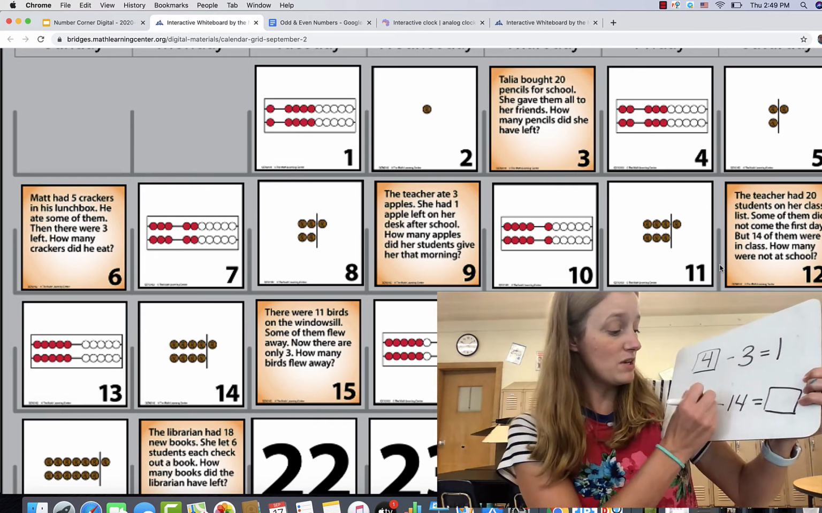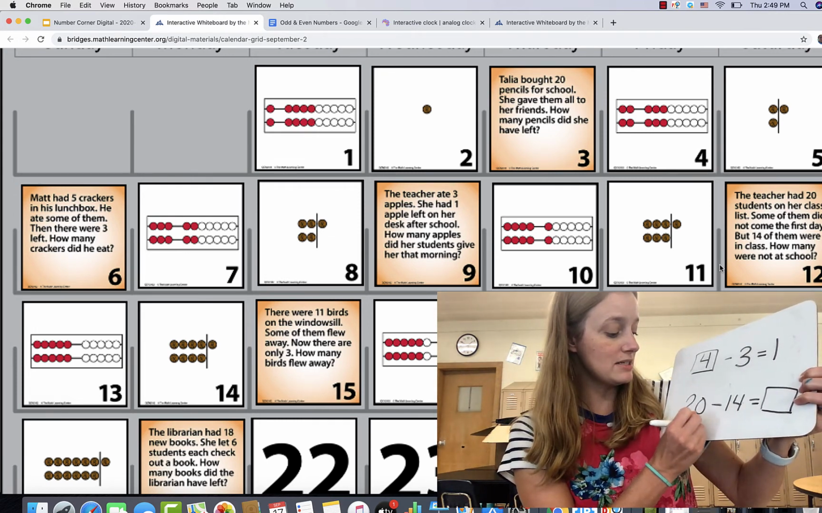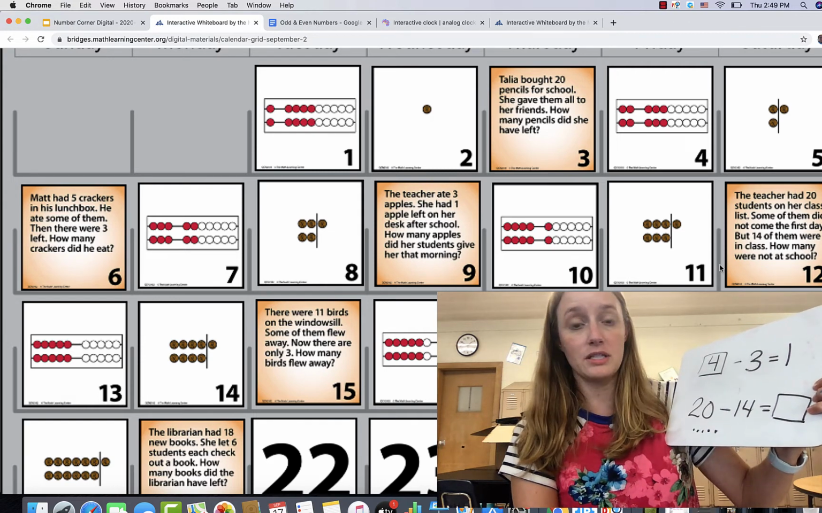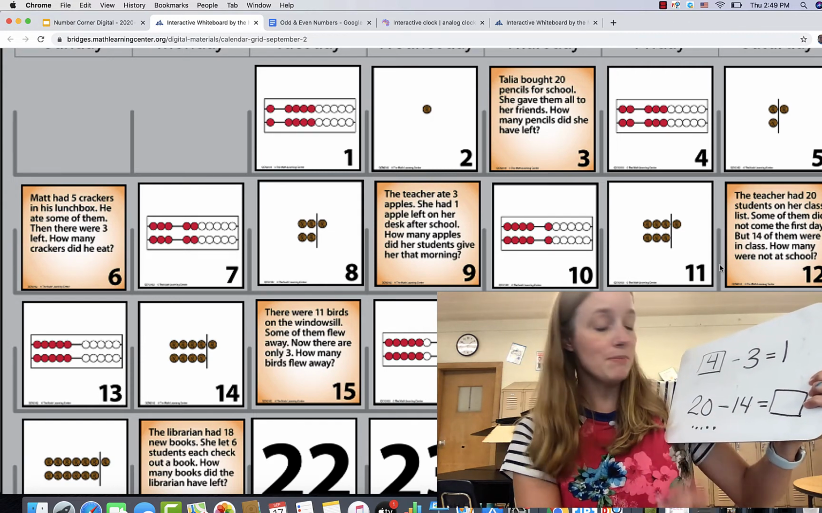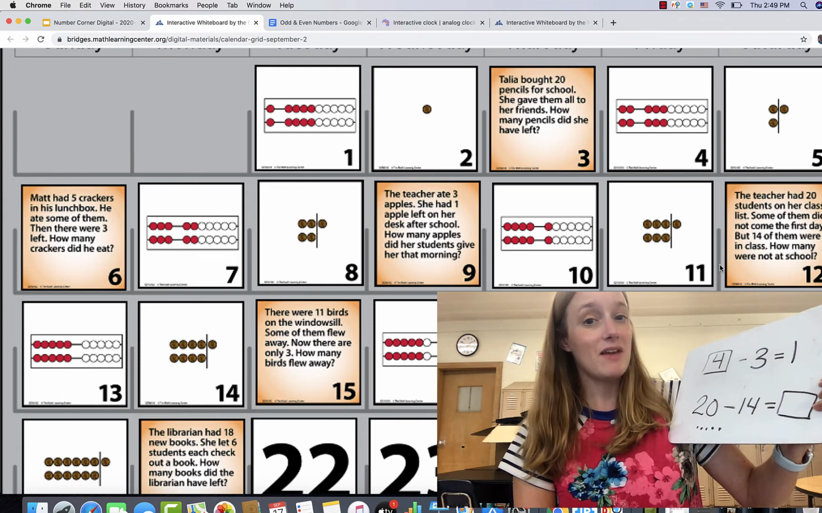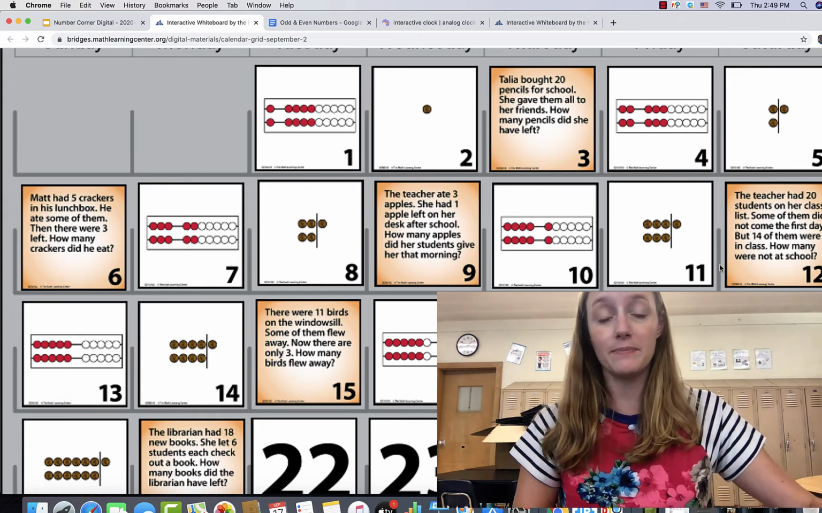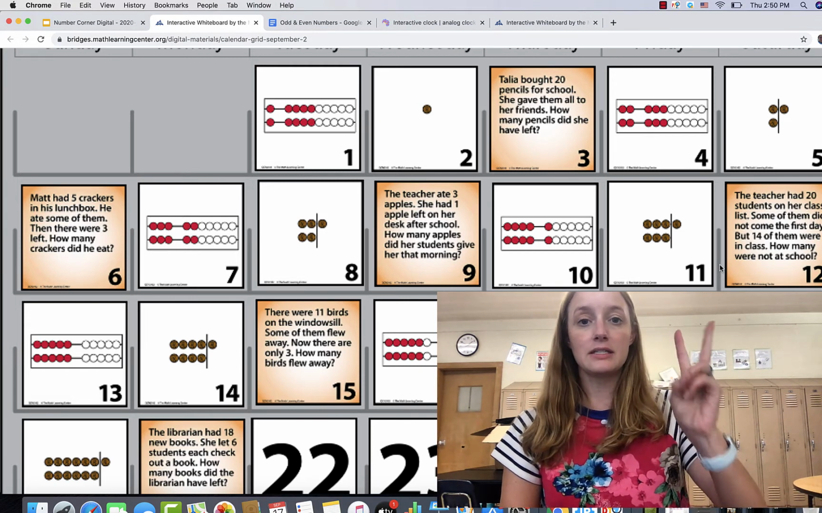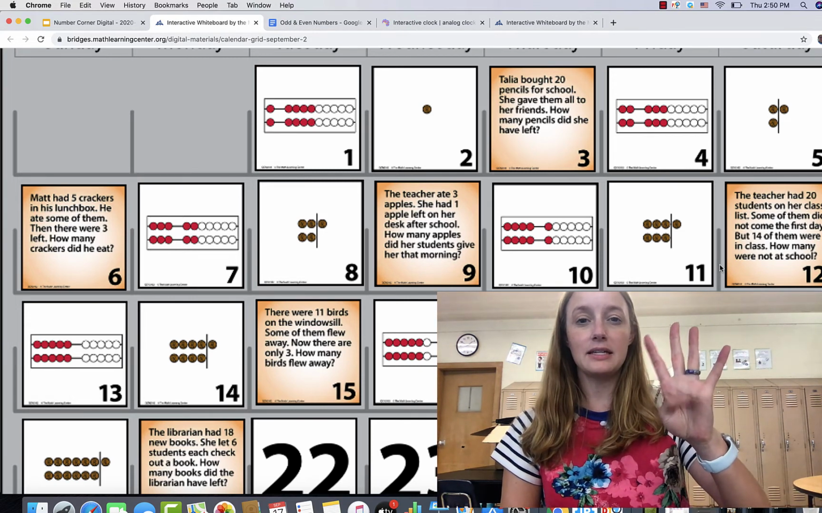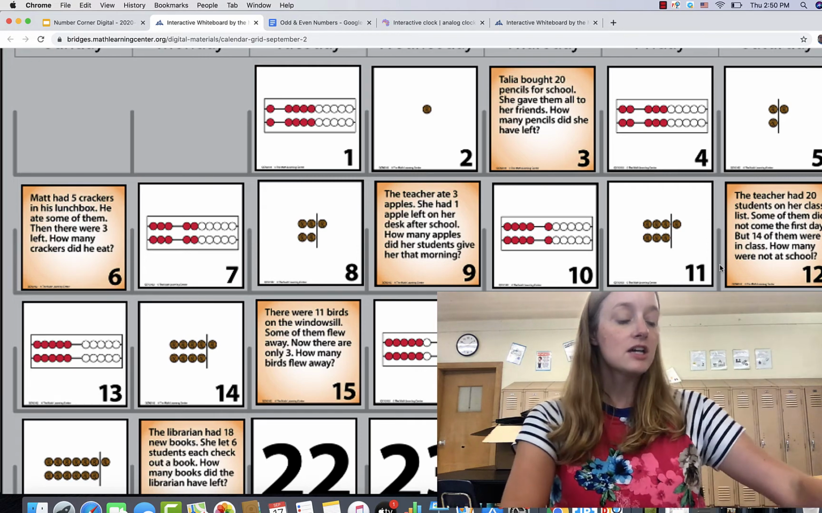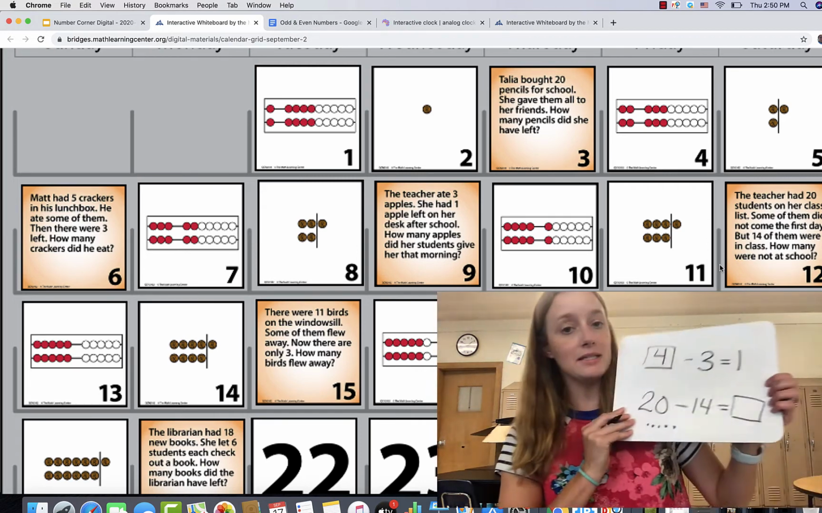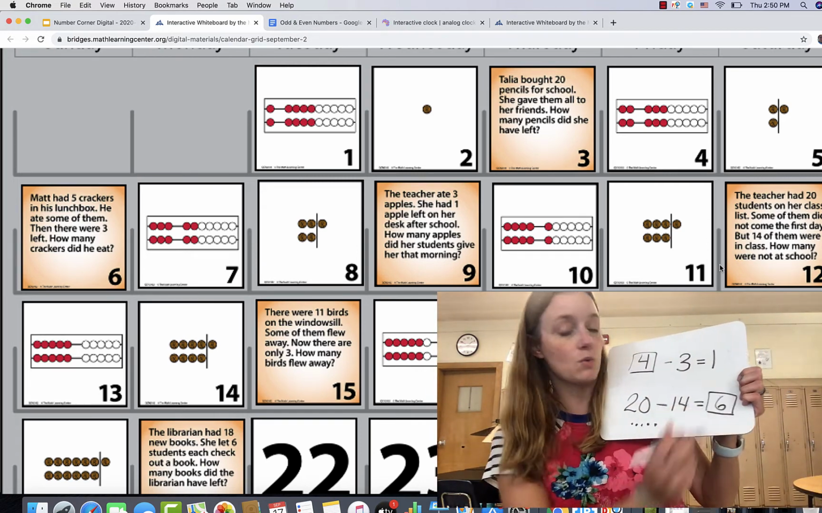Okay, so we could do a couple things. We could do 20 dots on our board and cross off 14. We could count up from 14 to get to 20. That's what I'm going to do with you right now. So let's count up from 14 to 20. So 14, 15, 16, 17, 18, 19, 20. So here I know 20 minus 14 equals 6.